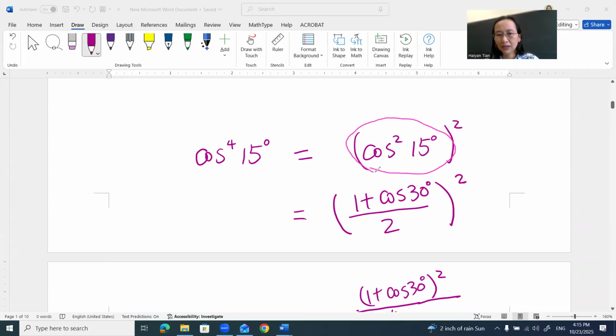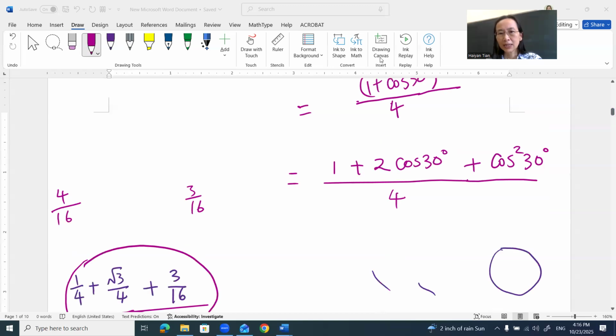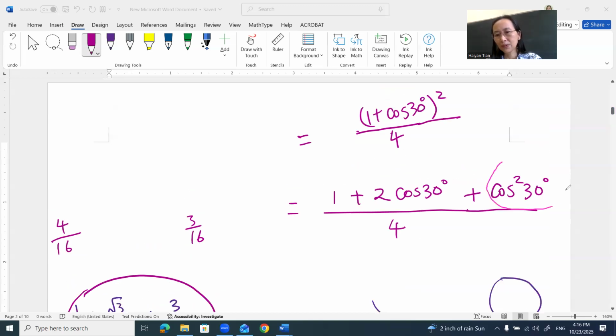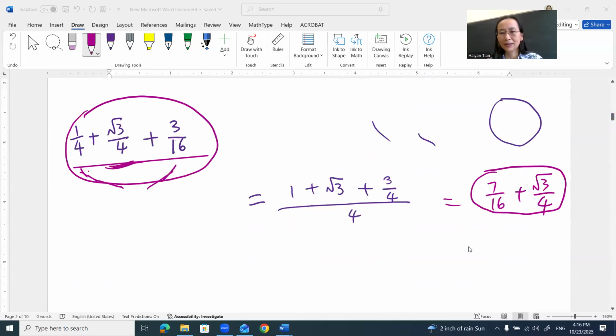From here, convert cosine square into this one. That's only once, the power reducing formula. Because here we do not have to. Right here, cosine square, yes, we can apply the power reducing formula again, but we don't have to. So we can already go ahead and evaluate, and the final answer is this.